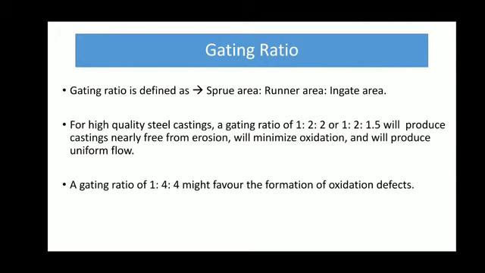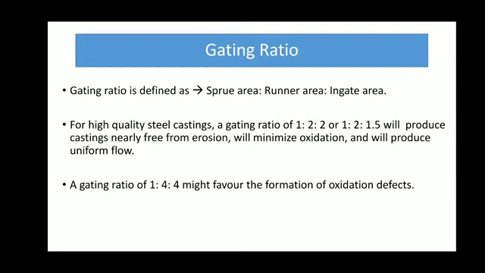Next, there is a term, gating ratio, which is very important from the competitive exam point of view. The gating ratio is nothing but the ratio of sprue area to runner area to ingate area. Generally, for high quality steel casting, a gating ratio of 1:2:2 or 1:2:1.5 will produce castings which are nearly free from erosion, and it will minimize oxidation and produce uniform flow of metal.